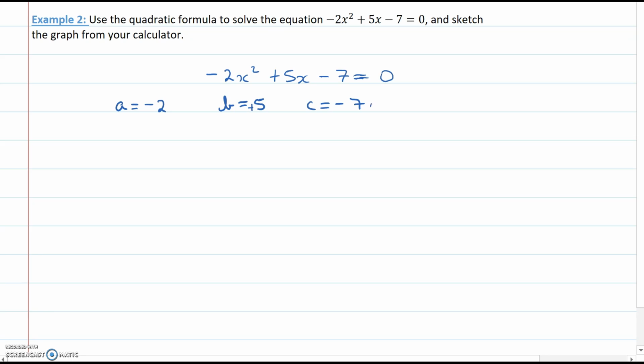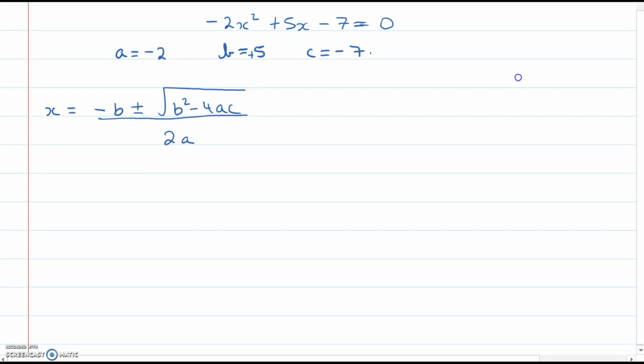Okay. As I said in the first example, always begin by writing out the quadratic formula. X equals minus B plus or minus square root of B squared minus 4AC all over 2A. And if you want to, you can look up loads of online videos of songs to help you remember the minus B formula. That's up to you. I won't inflict my singing on you. So start to fill this in.